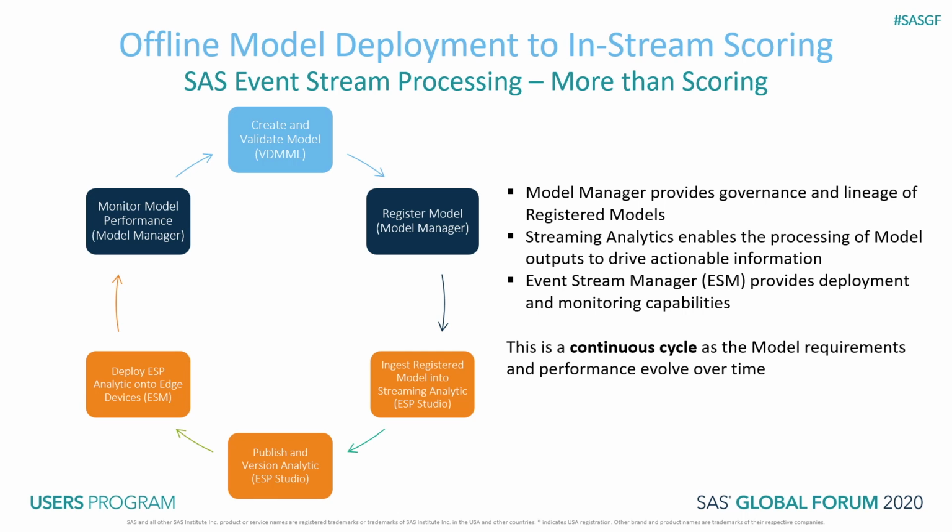Then within SAS Event Stream Processing, we can include the model for scoring. We can pre and post process data that is coming into the analytic to help make actionable alerts. And we do this through a graphical user interface called Event Stream Processing Studio to create said analytics. Once this analytic is created and validated, we can publish and version it and deploy it wherever it needs to be and monitor its status using SAS Event Stream Manager. And really, this is a continuous process because over time, the requirements in the model will change, so we need to continuously interrogate to make sure that the model is performing as expected.